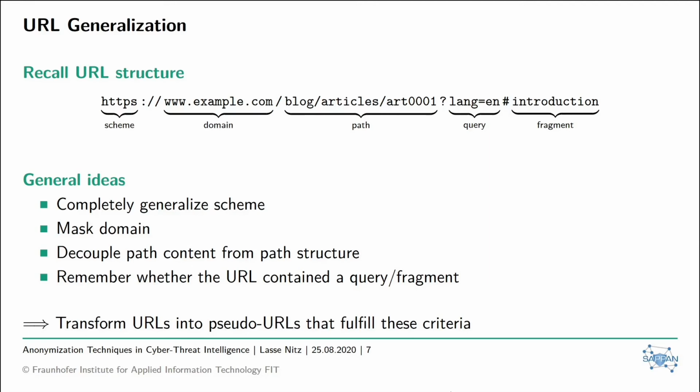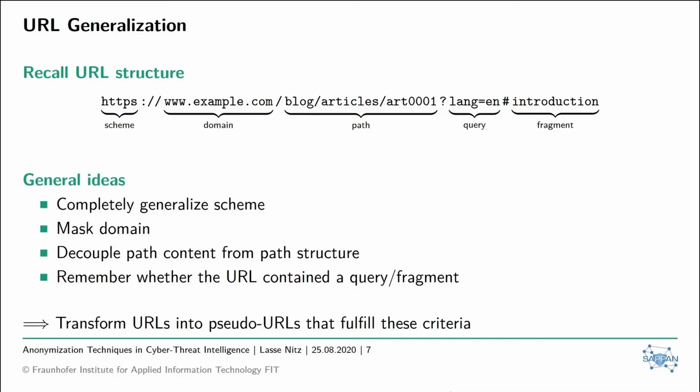As one specific method that fulfills this approach of applying preprocessing, we have designed a generalization technique for URLs, which follows the general idea that we want to completely generalize the scheme. This was mainly done to avoid the machine learning classifiers developing a bias towards discriminating HTTP sites in the case of phishing classification.